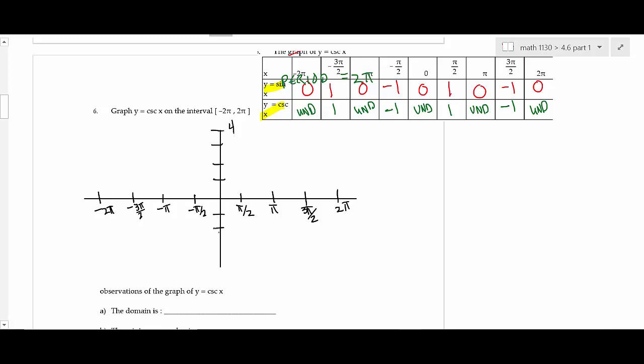I want you to go a little bit beyond 1. There's a reason for that. Okay, so you always want to get everything labeled when you're doing a trig graph.